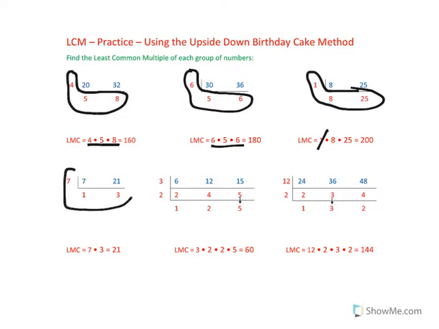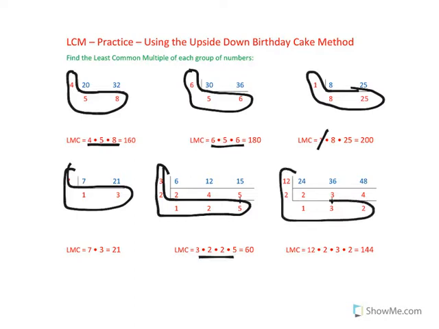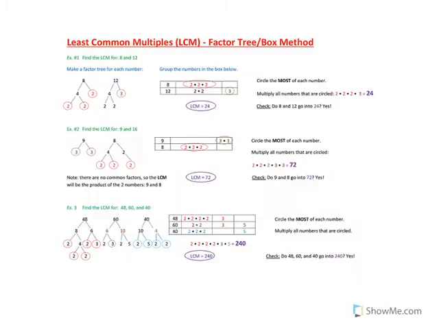Here we have 7, 1, and 3, or just 7 and 3, and get 21. That 1 is optional here, but we don't need it. 3 times 2 times 2 times 5, which is 60. And then 12 times 2. And you'll notice in both these cases, 2 goes into 2 and 4, but not into 3. And over here on this problem, we have 2 goes into 2 and 4, but not 5. All right, how did you do?